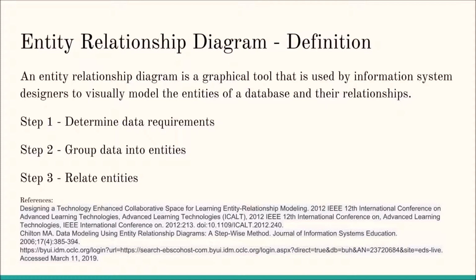To create an ERD, we must follow a three-step process. Step 1, determine the data requirements. This is where we decide what information we're going to need to store in our database. Step 2, group the data together to form entities. This is where we determine what information should be grouped together. And step 3, relating entities. This is where we determine how the different entities we've created relate to each other. These 3 steps are continued until all of the data is accounted for and placed in the ERD.